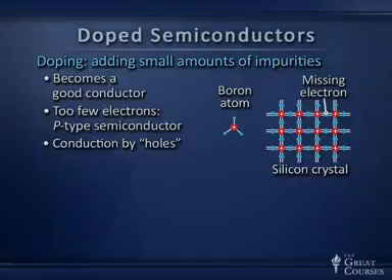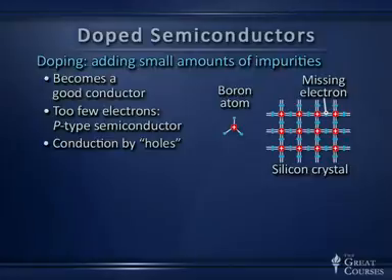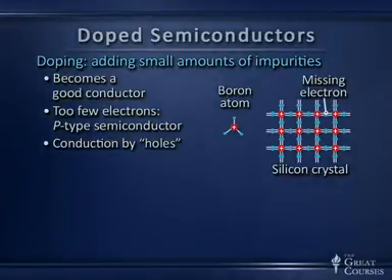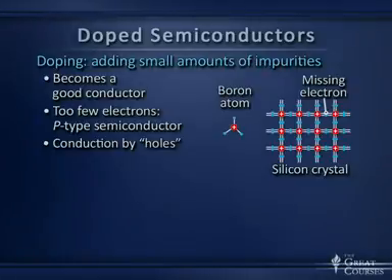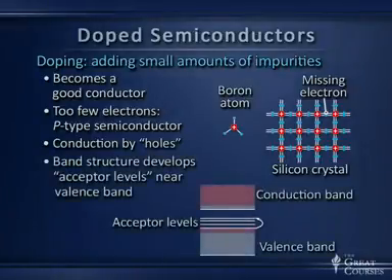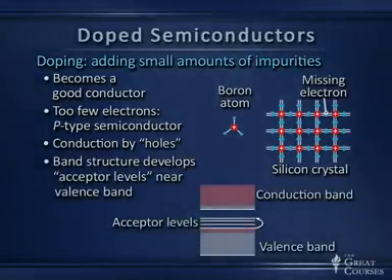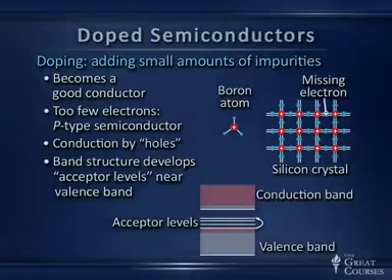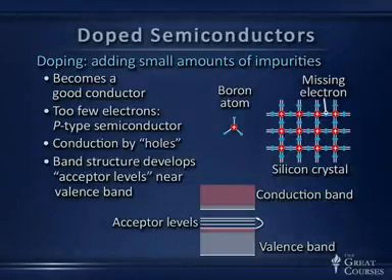And the hole, although it's nothing but the absence of an electron in the crystal structure, can nevertheless move through the crystal structure and cause conduction. And so we have conduction by holes and electrons. 2 types of semiconductor material, and the band structure shows that we have these so-called acceptor levels down near the valence band, and it becomes easy to promote charge carriers into those bands. So we have 2 kinds of semiconductors.